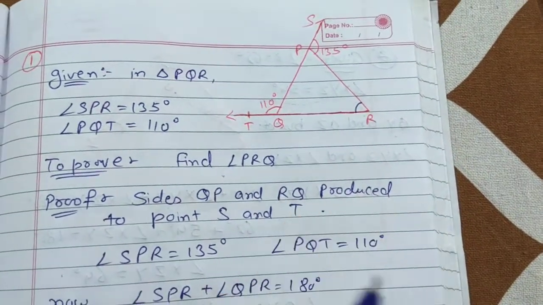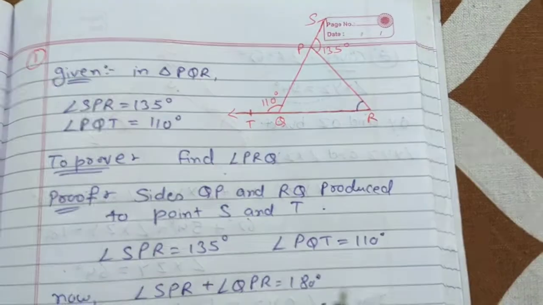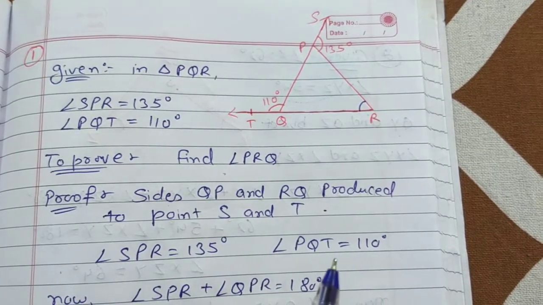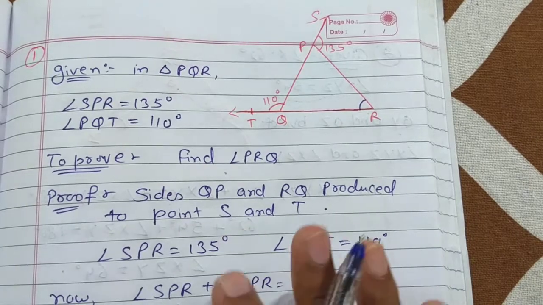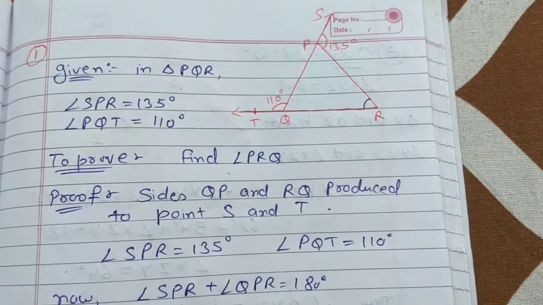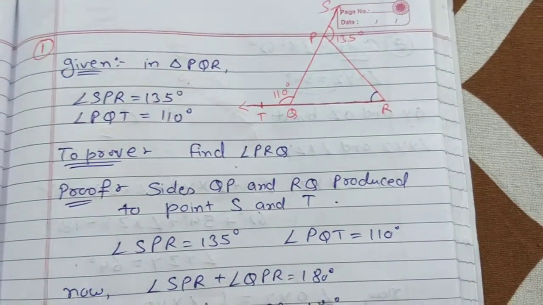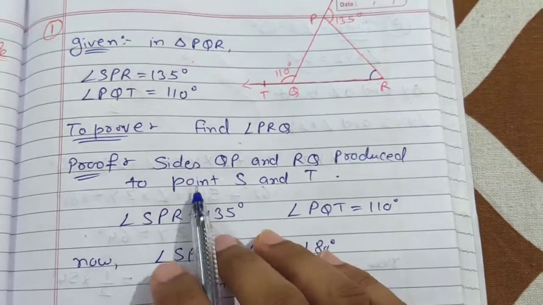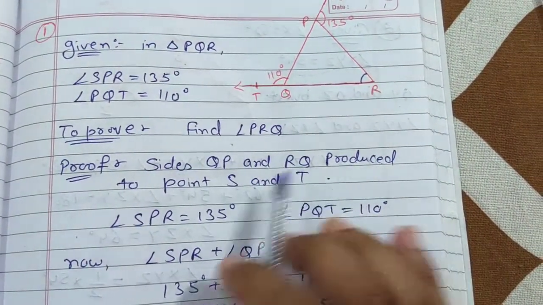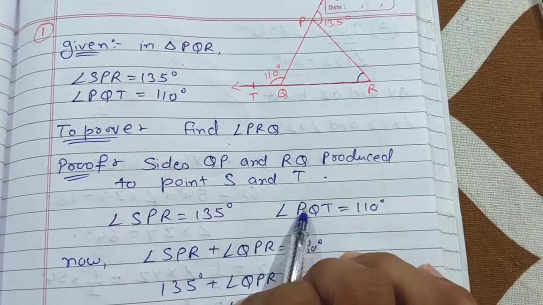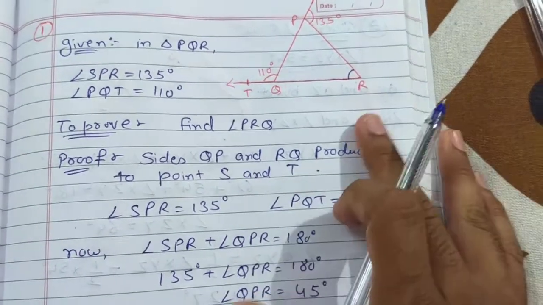So how can we find it? There is one more result that is called the external angle property. We will discuss this property in this question. So first of all, sides QP and RQ are produced to points S and T, and these are our angles.